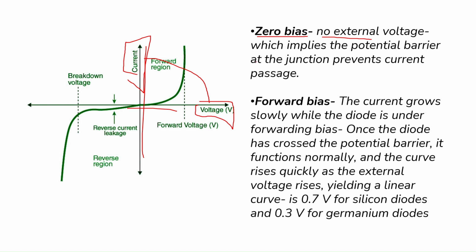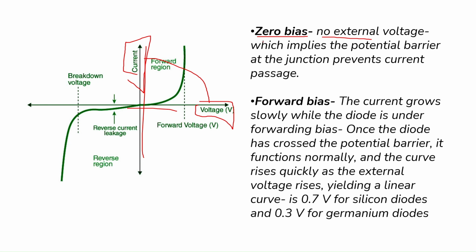First one is the zero bias condition. No external voltage is applied, which implies that the potential barrier, when there is no potential difference between the two ends of the PN junction diode, there will not be any current flow through the PN junction diode.